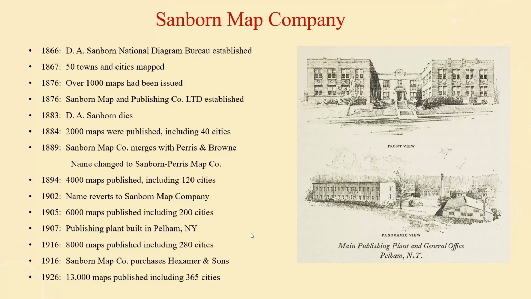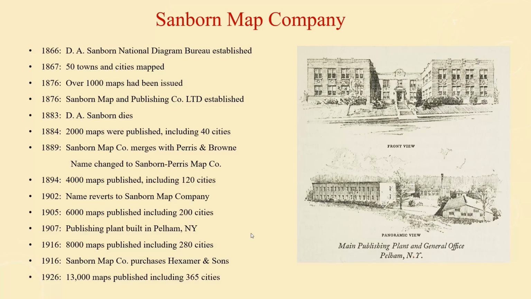Looking at the Sanborn Company, I have a little timeline of the business here. I'm not going to go through every one of these things. The takeaway from this is that during the first 50, 60 years of the existence of the Sanborn Map Company, they were just constantly, steadily increasing the number of maps, the number of cities and towns they were mapping, all the inventory of maps they had. And in 1889, they merged with Parris, and that increased their inventory. 1916, they purchased Hexamer, increased their inventory some more.